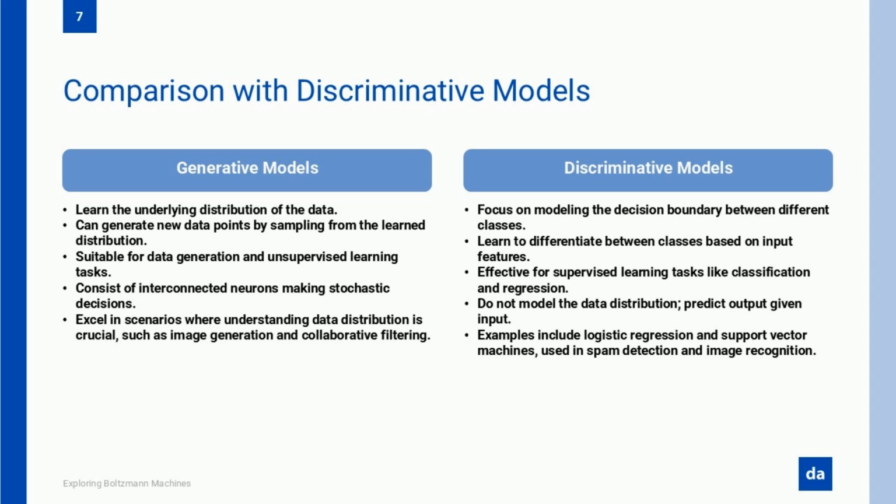Now that we've covered the key differences, let's take a closer look at the strengths of Boltzmann machines and why they continue to be relevant despite their computational challenges. Because while they might not always be the fastest, their unique ability to uncover deep patterns in data makes them a powerful tool in machine learning. Let's explore that next.